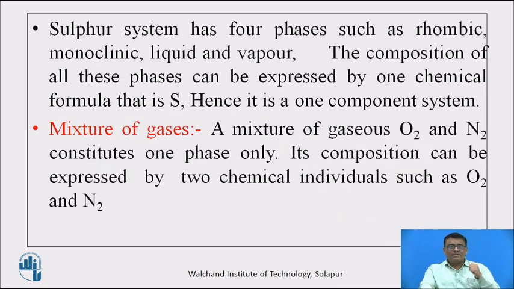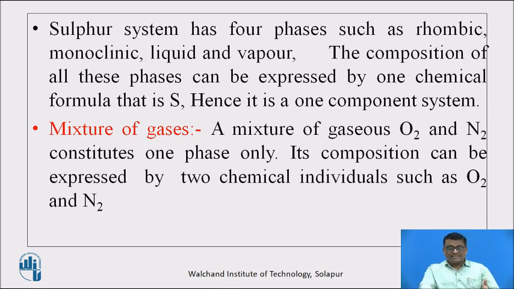The sulfur system has four phases such as rhombic, monoclinic, liquid and vapor. The composition of all these phases can be expressed by only one chemical formula, that is S. Hence, though the sulfur system exists in four different phases, it still has a component value of 1. Now we'll come to the next example, a mixture of gases.